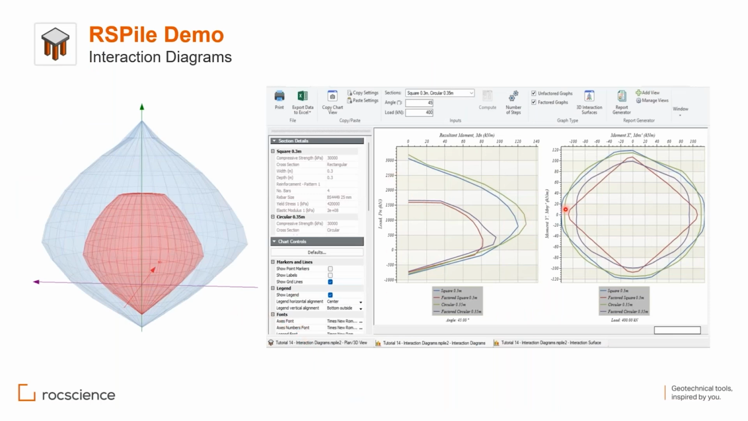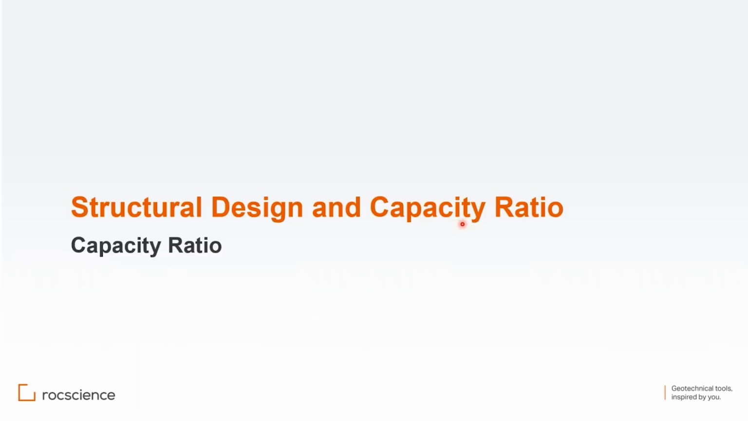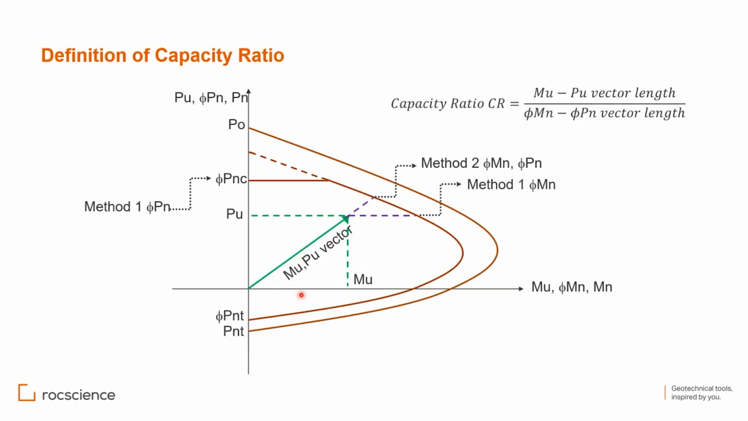So that is how the interaction diagrams are constructed. Now, if your points of loading fall inside the factored interaction diagram, then the capacity ratio will be less than 1. If it falls outside the factored interaction diagram, the capacity ratio will be greater than 1. And if the capacity ratio is more than 1, the tables will show you red cells. Let us see the capacity ratio, how it works.